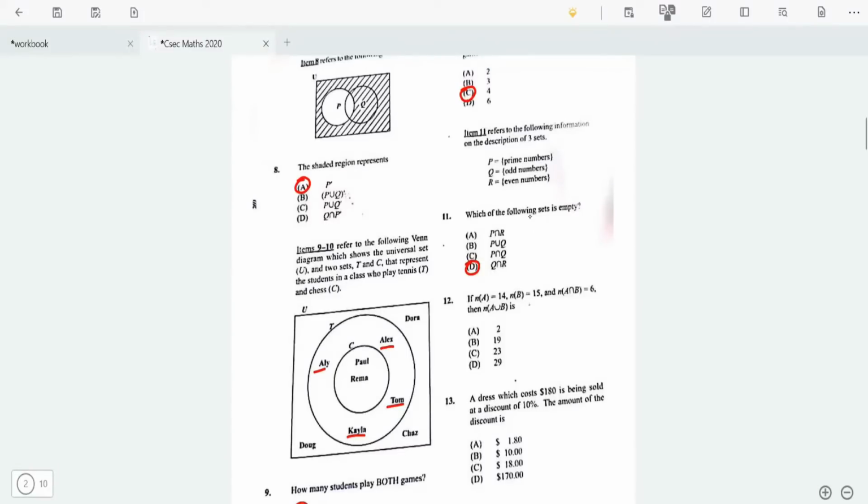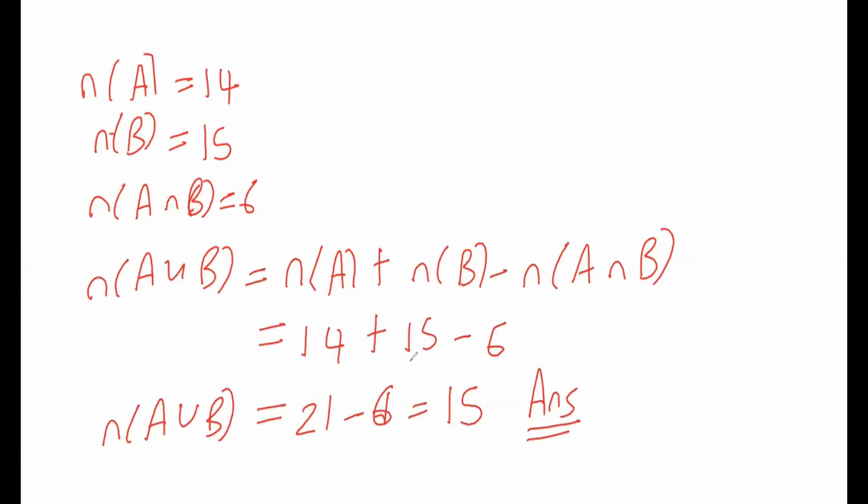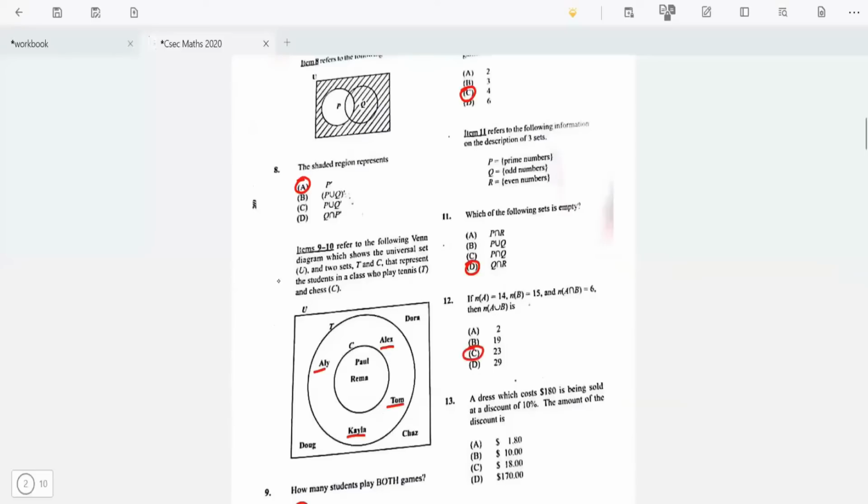14 plus 20, did I add correctly? Let me go back. My apologies if I added wrong. 14 plus 15 is not 21. That's so crazy. 14 plus 15 is 29. Oh man, that's crazy. I made a big mistake there. So 29 minus 6 is actually 23. So you see why it's very good to stay focused? Look how I was giving it away right there. That's 23. I was adding incorrectly. That's option C. Nice.